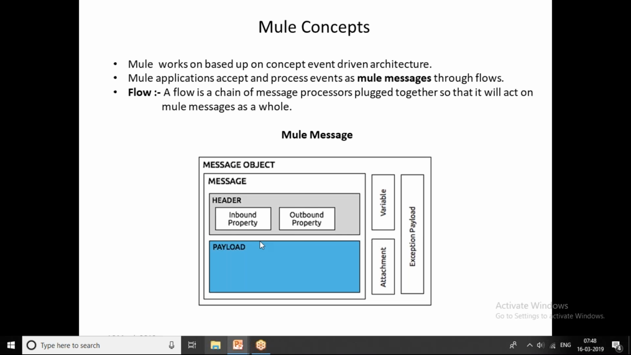Inside this is a message. Again, this will be another Java object, where inside you will see a payload, inbound property, and outbound property. If you are feeling this is a little bit confusing, I'll show you in a proper flow how this is working. Okay. Yeah. Maybe that will be clear. Okay.